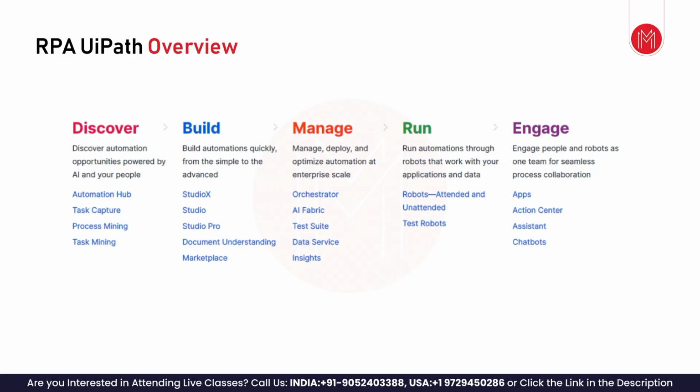So build, manage and run are the three phases which we are going to see in this part of the course. We will be using the Studio in the build phase, we will be using the Orchestrator in the manage phase, and we will be using the robots, attended and unattended, in the run.